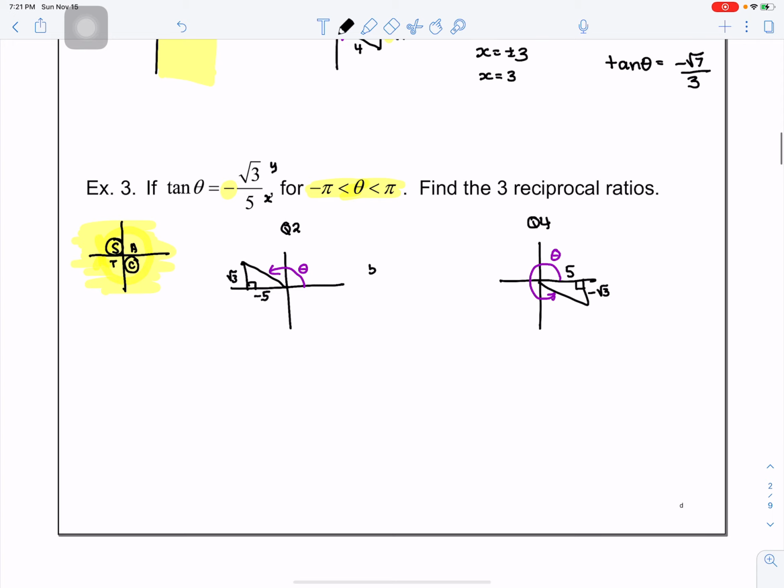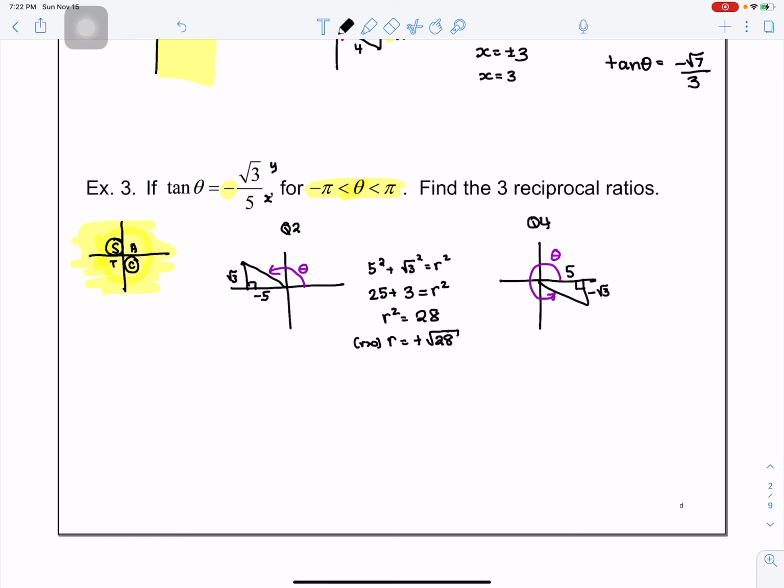Now in both scenarios, 5 squared plus √3 squared is equal to r squared. You don't need to take into consideration the signs because the reference triangles have only positives on their triangle. The negative refers to the direction you're in or the quadrant you're in. 25 plus √3 squared, which is 3, equals r squared. R squared is equal to 28, so r is only positive because r is greater than 0, √28.